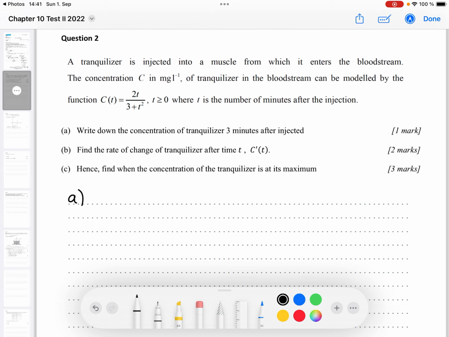So part A says write down the concentration of the tranquilizer 3 minutes after injection. So t is the number of minutes after the injection. So we simply substitute t to get 2 times 3 over 3 plus 3 squared. And this simplifies to 6 over 12 or 0.5 mg L to the negative 1.